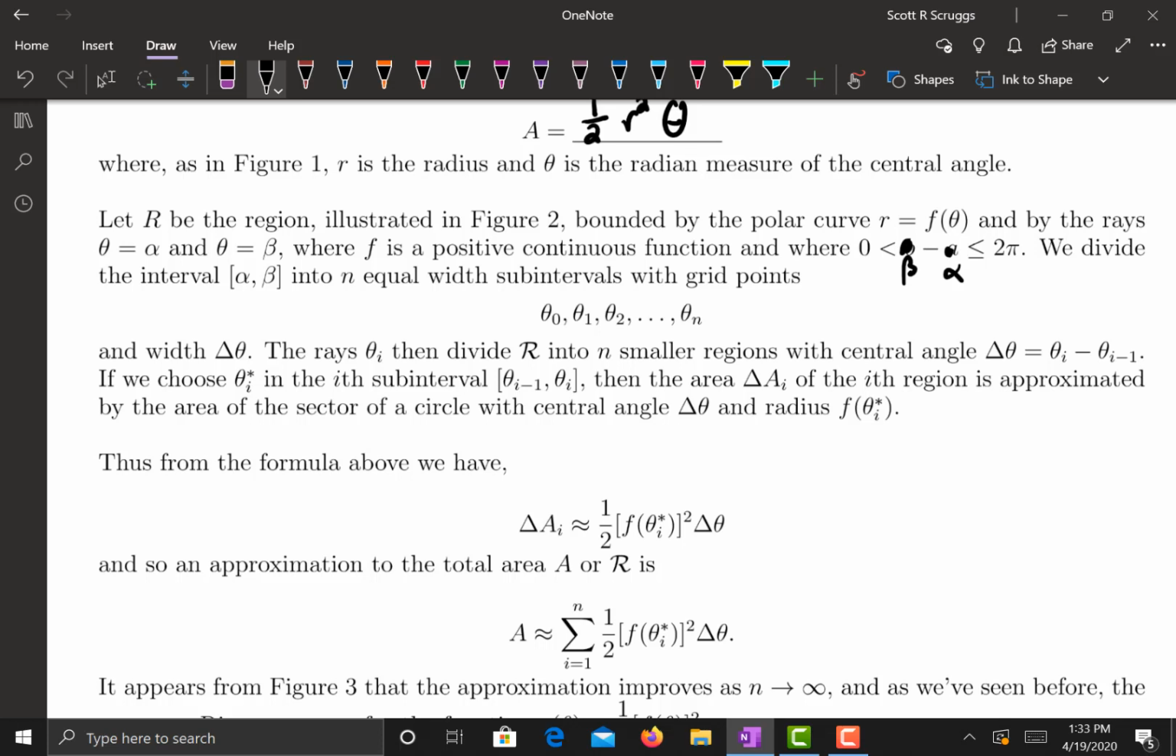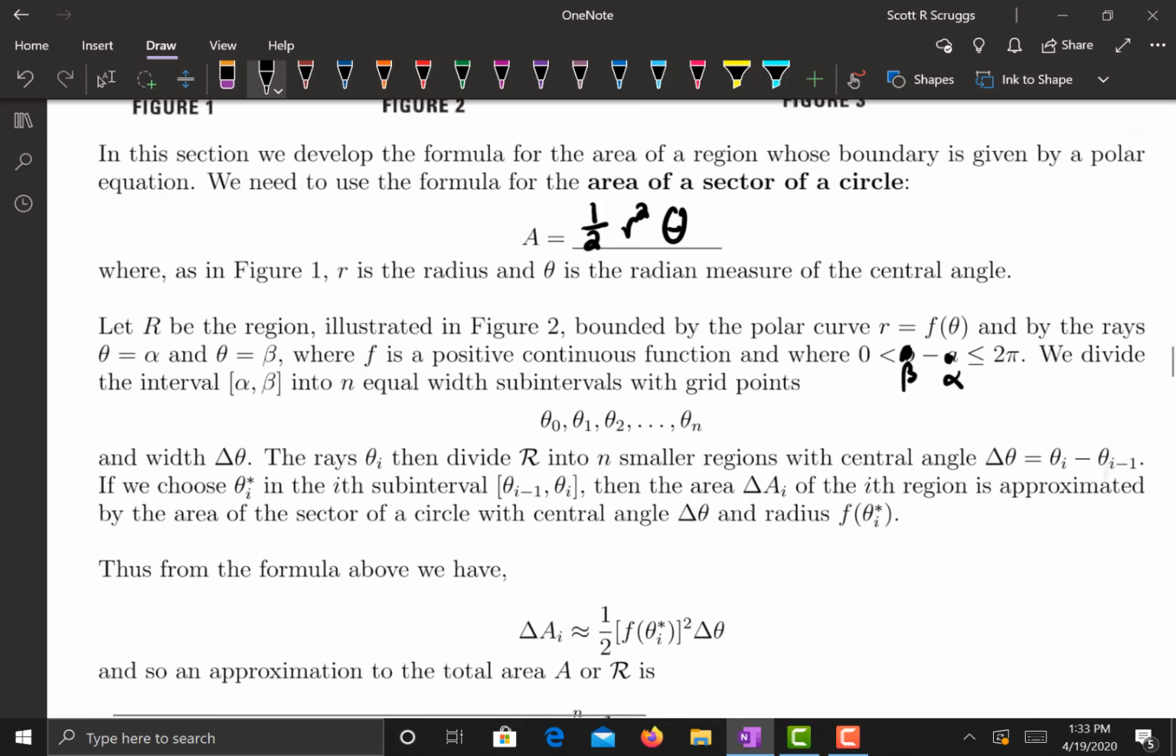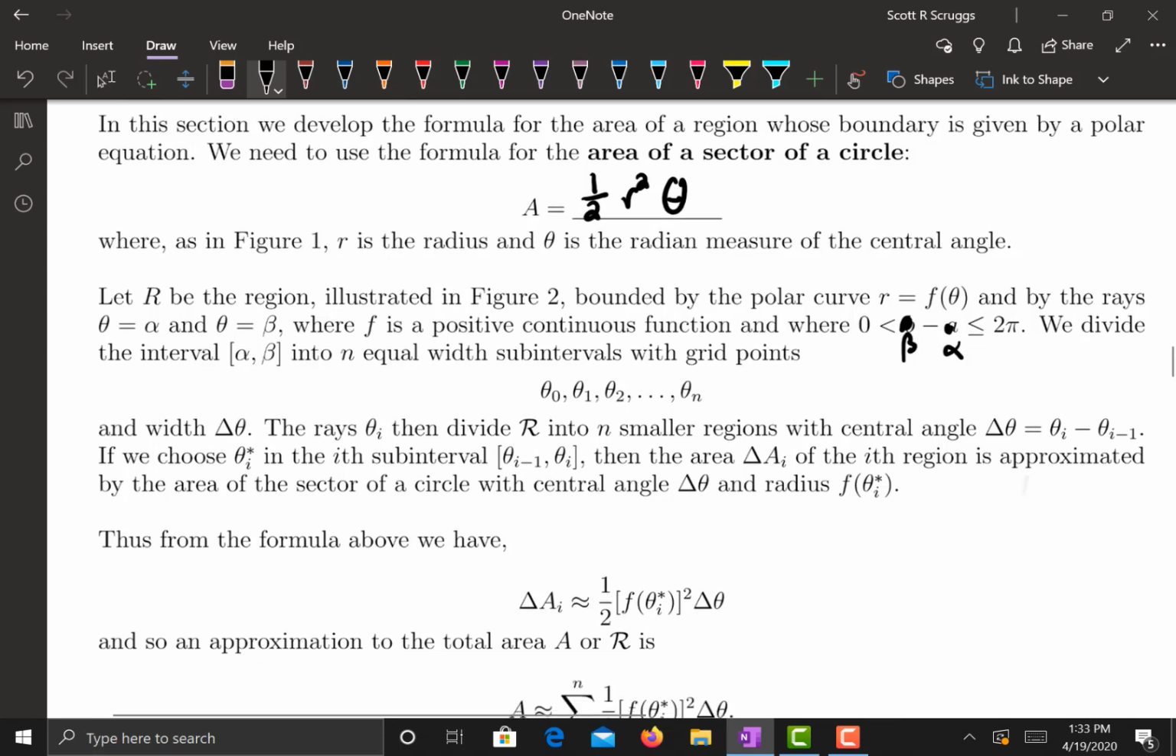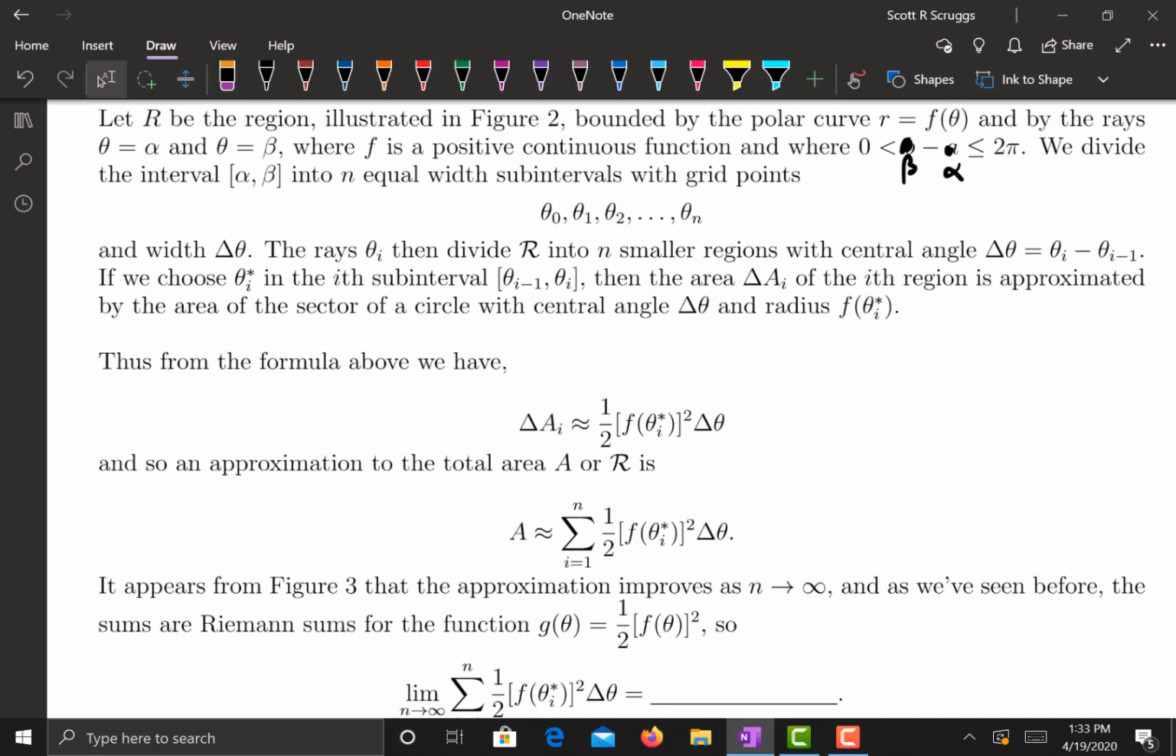Now, just like with Riemann sums, I'm going to divide my interval into n equal width subintervals with the grid points theta naught, theta 1, all the way to theta n. So as of right now, I'm essentially doing the same setup as if I was doing a Riemann sum. And then I'm going to have the width of each sector defined as the angle theta i minus the previous term.